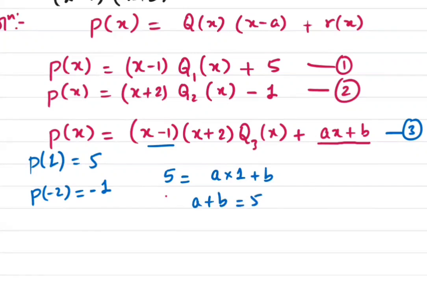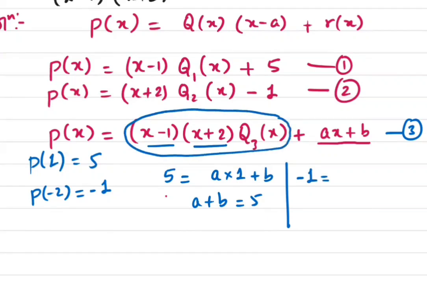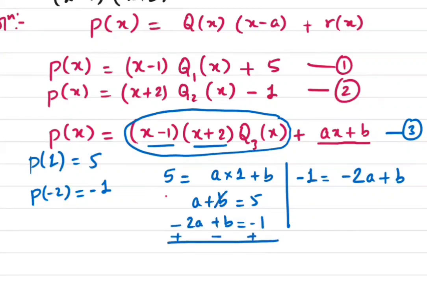I hope you're getting this. Next is P of negative 2. When x is negative 2, P of negative 2 is minus 1. So negative 1 equals, with x equals minus 2, this whole term would again be 0, because 0 into any finite number is 0. Now x is minus 2, so we have negative 2a plus b. So now we have two simultaneous equations. We write negative 2a plus b equals negative 1. If I subtract these two, b and minus b cancel out. We get 3a equals 5 plus 1, which is 6, so a equals 2.